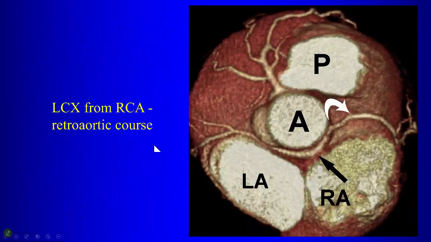Okay, so here we're looking from the top down, and again, you want to orient yourself to the chambers. Looking from the top down, this would be the right atrium, that would be the left atrium. That's the aorta, that's the pulmonary artery. This vessel traveling here in the left atrioventricular groove is the circumflex coronary artery. It's coming off the other side there, but it's going behind the aorta. It's taking a retroaortic course. Notice the LAD has a completely separate origin. And then here you have the right coronary artery, so it's kind of sharing an origin.